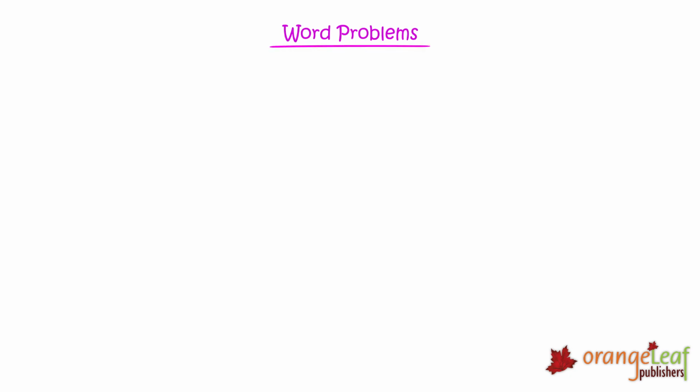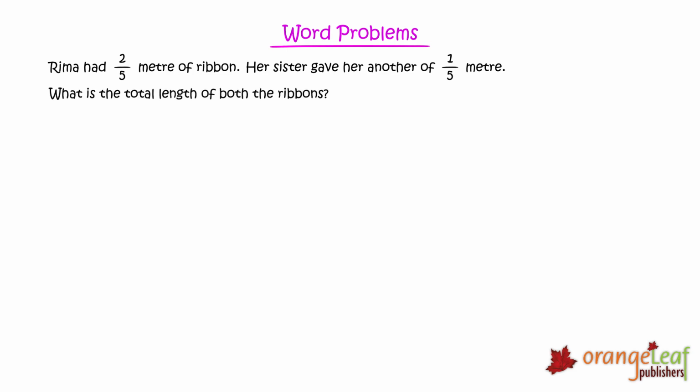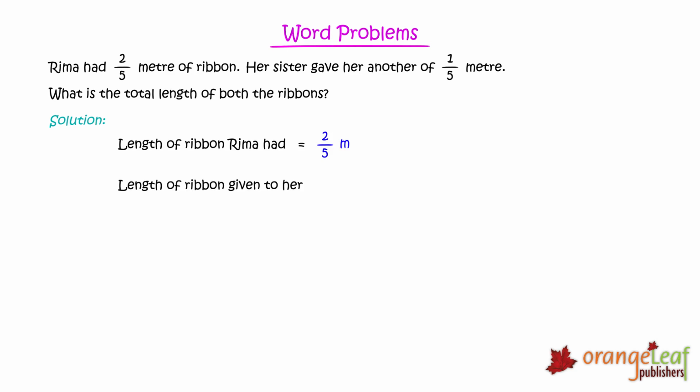Word problems. Example: Rima had 2 by 5 meter of ribbon. Her sister gave her another 1 by 5 meter. What is the total length of both the ribbons? Solution: length of ribbon Rima had is equal to 2 by 5 meter. Length of ribbon given to her is equal to 1 by 5 meter. Total length of both ribbons is equal to 2 by 5 plus 1 by 5 is equal to 3 by 5 meters.